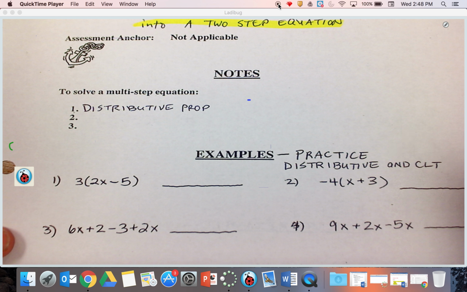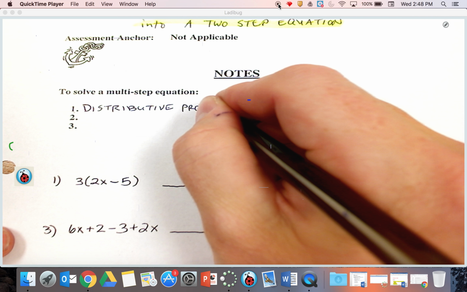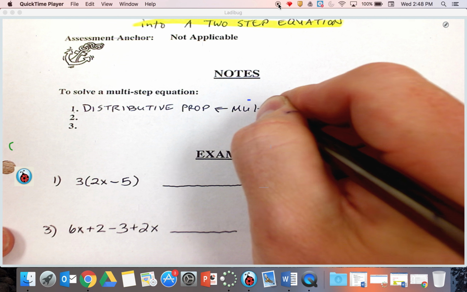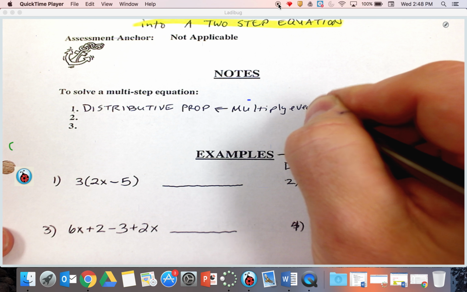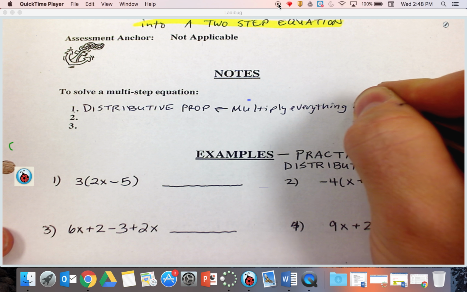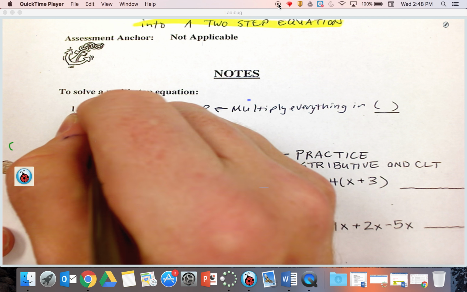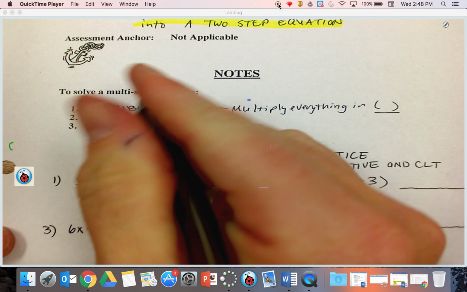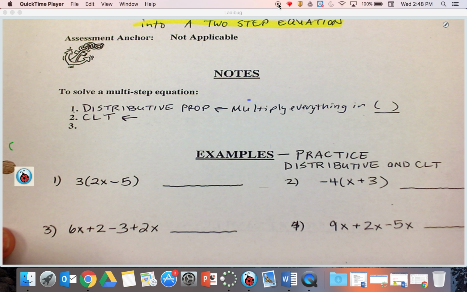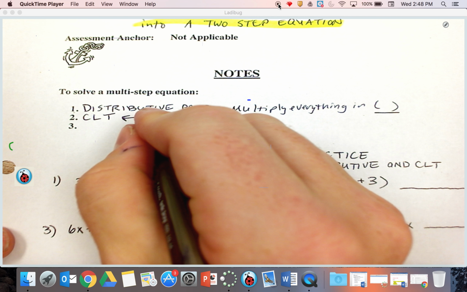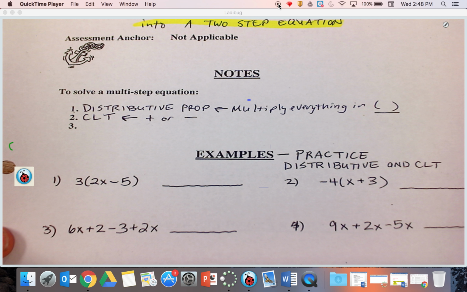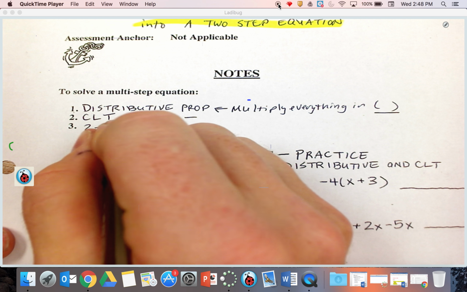And if you remember what distributive property is, that means multiplying everything in the parentheses. So if you find the parentheses, you know you've got distributive property. After you do distributive property, you need to combine like terms. Combining like terms means combining anything that is alike, that has the same variable or numbers, by either adding or subtracting. After you do those, then out pops a two-step problem.